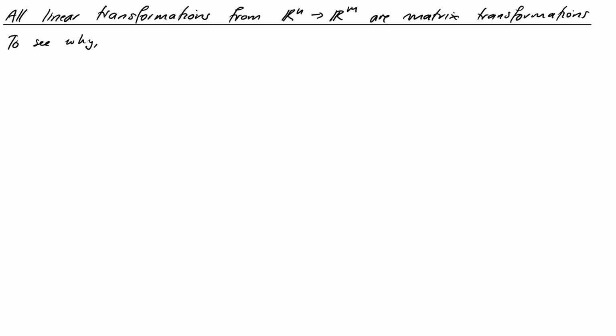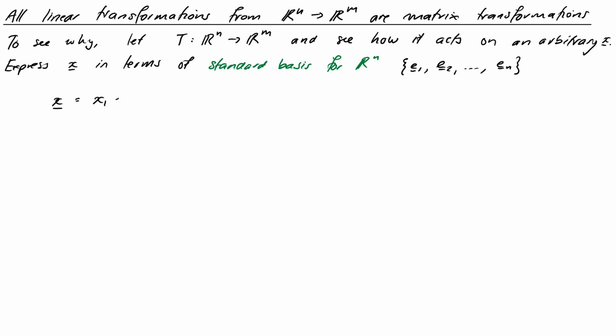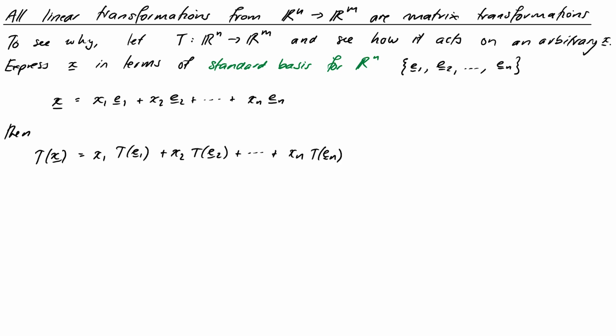So why is this? Well, what we're going to do is take an arbitrary vector x, put it through an arbitrary linear transformation, and show that we can represent this using a matrix. So remember that we can express our vector x in terms of our standard basis e1 through to en as x is equal to x1 e1 plus x2 e2 through to plus xn en. So what that means is if I were to transform it, T of x, because that transformation is linear, will be x1 T of e1 plus x2 T of e2 through to xn T of en.